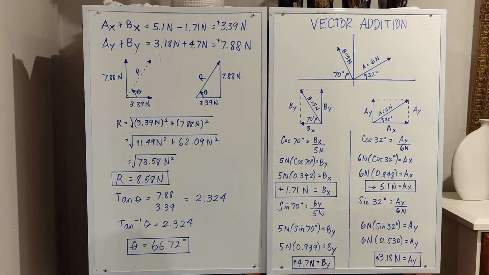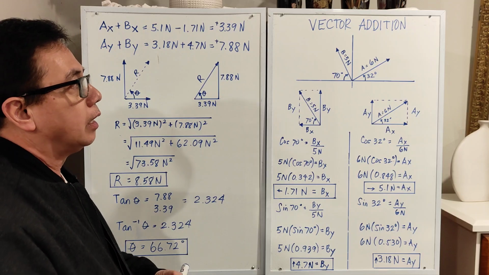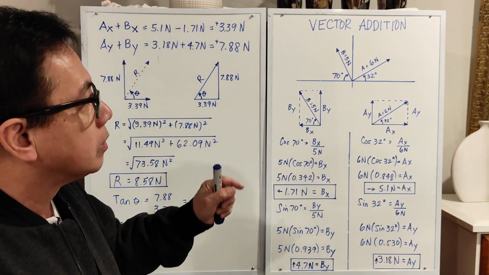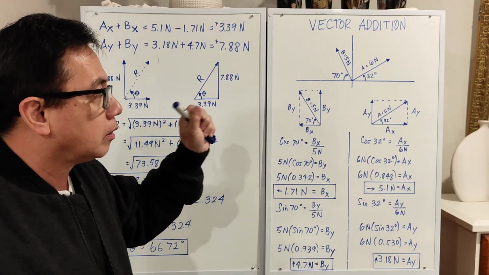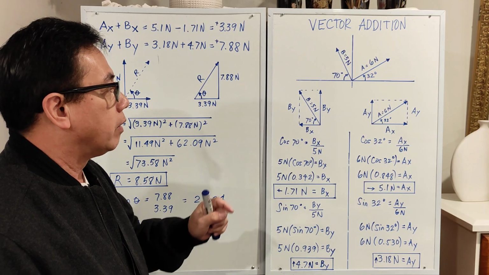Today we will be discussing vector addition. Vectors have both magnitude and direction, so we not only consider the amount of the vector but also the direction of the vector. So we have an example.